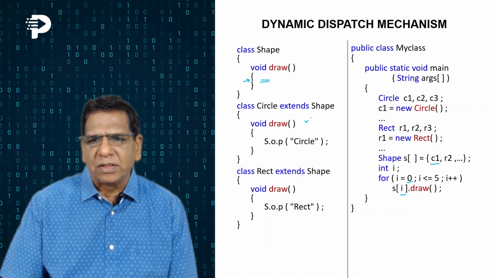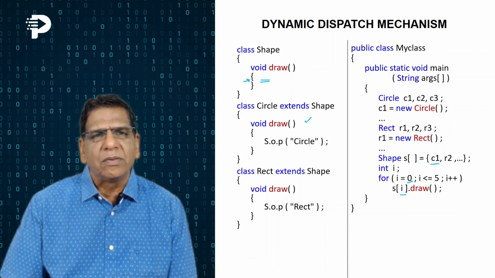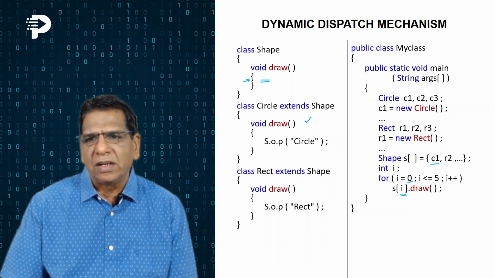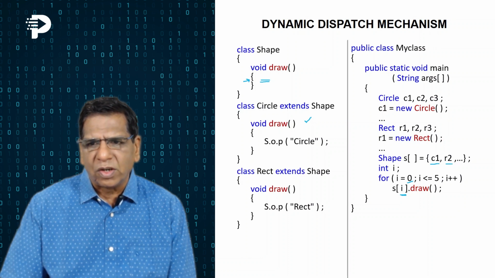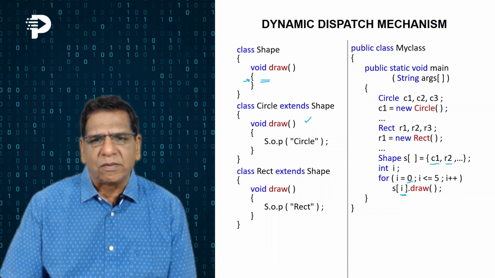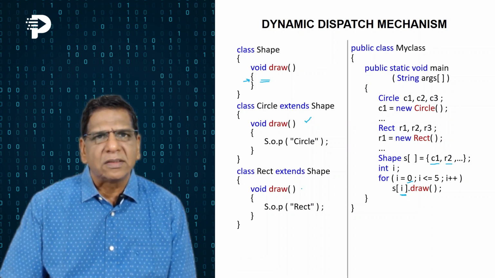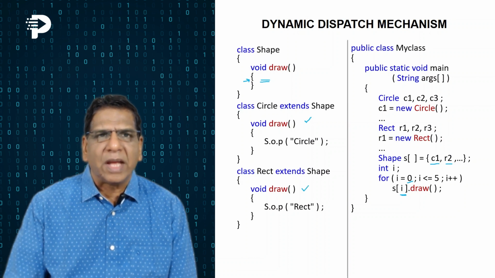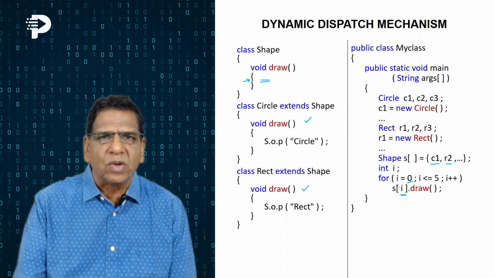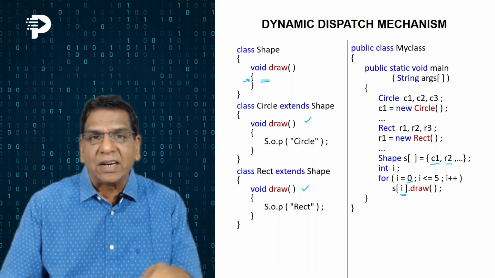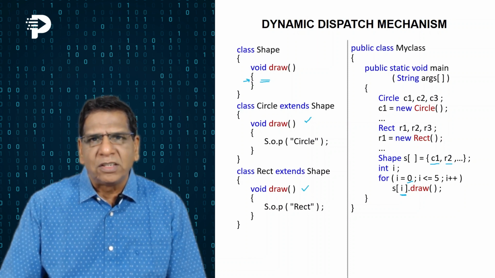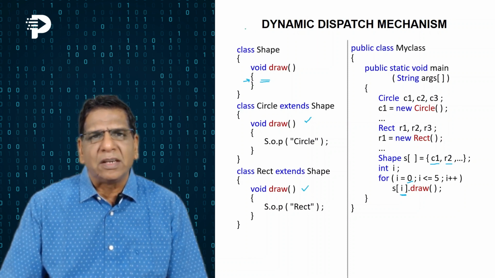When i becomes 1, this becomes S[1].draw. What does S[1] contain? S[1] contains a rectangle object's address. So S[1].draw will bring me where? To the draw of the rectangle class. That is why I am saying that appropriately it will take us to either the draw of the circle class or the draw of the rectangle class. And this is happening at runtime. That is why it's known as a dynamic dispatch mechanism.